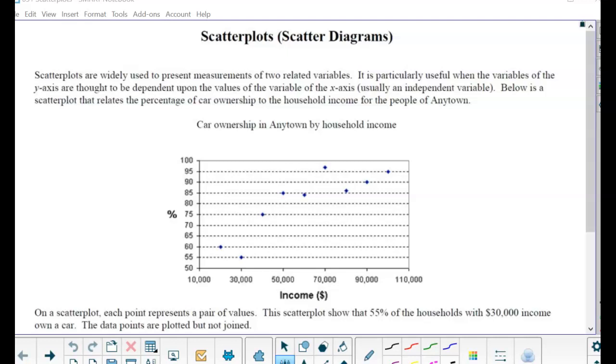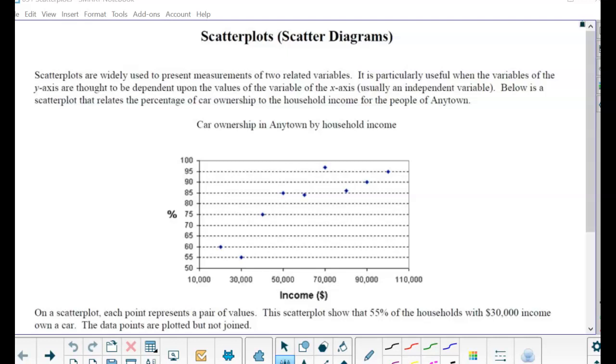So scatter plots are widely used to present measurements of two related variables. It is particularly useful when the variable on the y-axis is thought to be dependent on the values of the variable on the x-axis, usually an independent variable. Often that's the case. Below is a scatter plot that relates the percentage of car ownership to the household income for the people of any town.